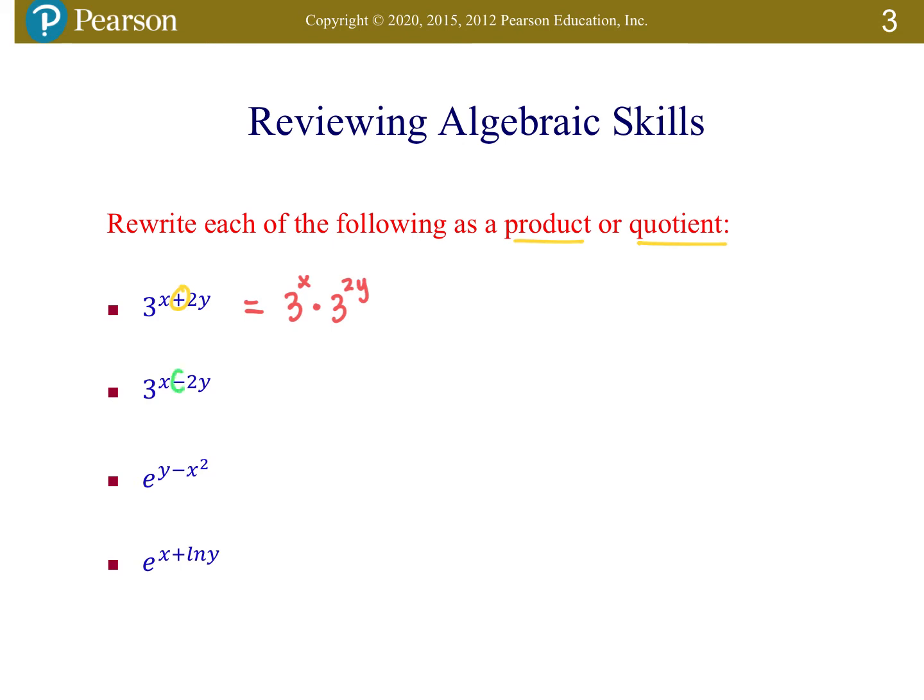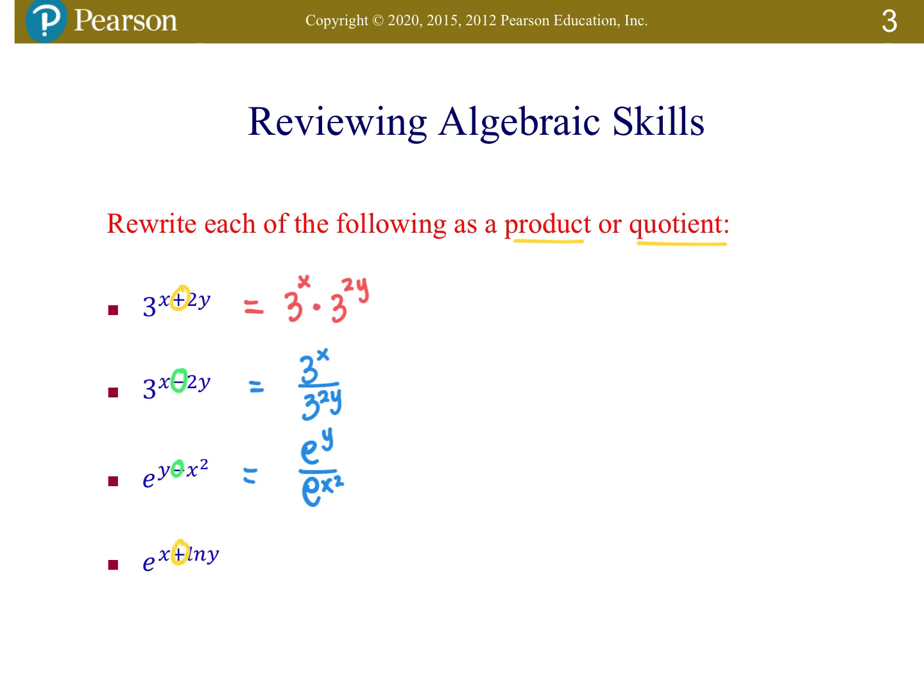Now similarly, a subtraction would turn into a quotient expression. And so that means that we'd have 3 to the x divided by a separate 3 to the 2y. So remembering that those are properties. Okay, we've got another subtraction here. So that'll give us e to the y over e to the x squared. Subtraction always is changing into a quotient. And then finally we have addition again.